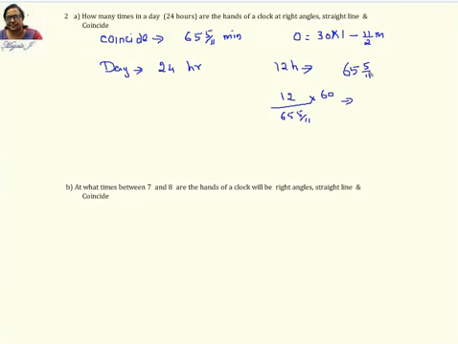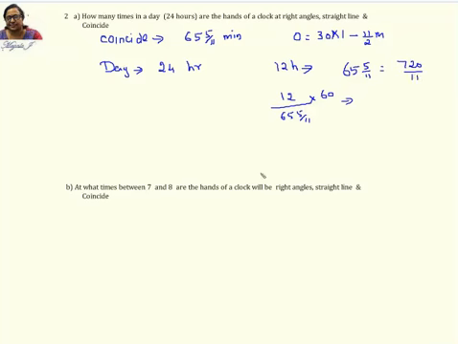First, 65 whole 5/11. When you make it a proper fraction, 65 into 11: 5 will come here, 6 times 11 gives 66 plus 5 is 71, so 715, plus 5, is 720 by 11. So it's going to be 720 by 11.